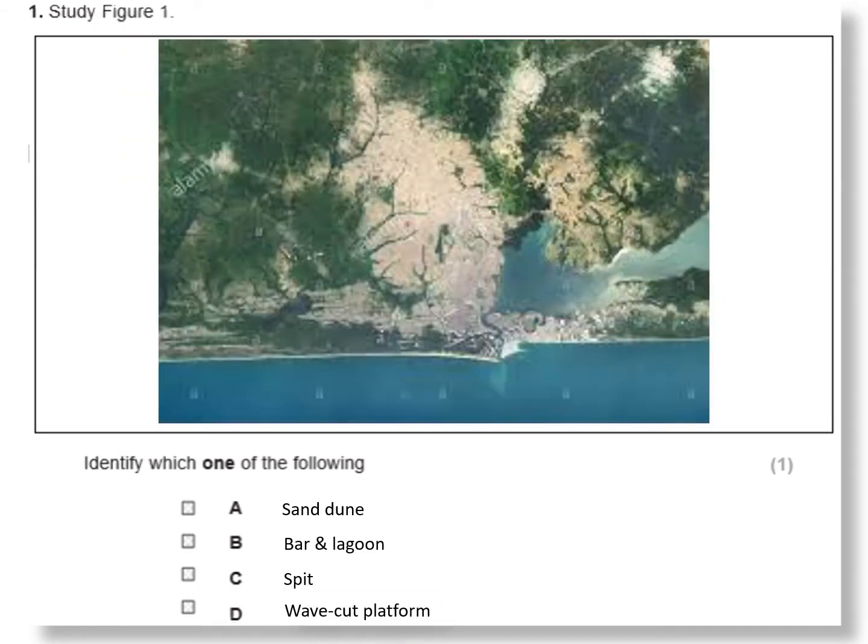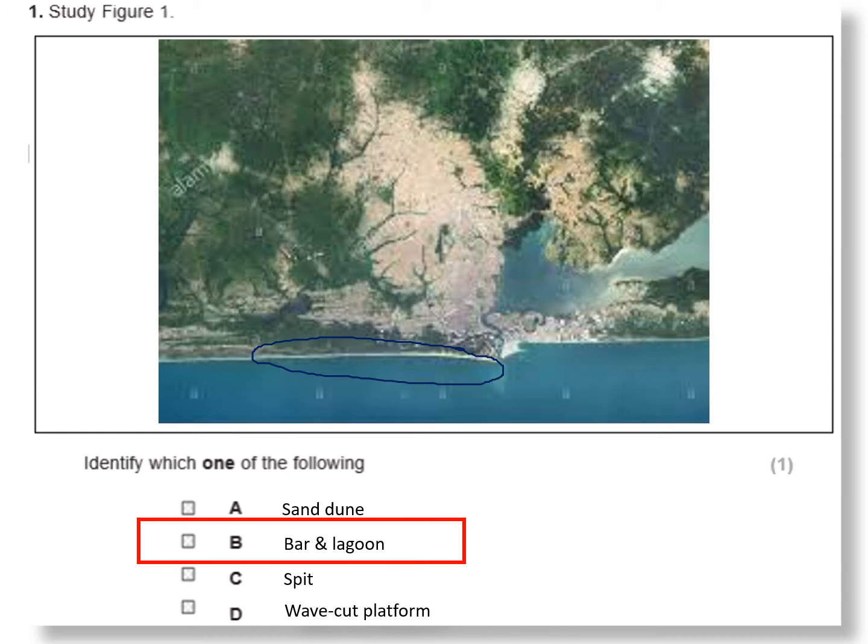Number 3, sand dune, bar and lagoon, spit or wave cut platform. And the answer was bar and lagoon. I'll just quickly show you. So here is the bar, and we learnt about this when we learnt about Lagos, and this is in fact Lagos Lagoon. Here is the lagoon trapped behind this bar that stretches across the mouth.